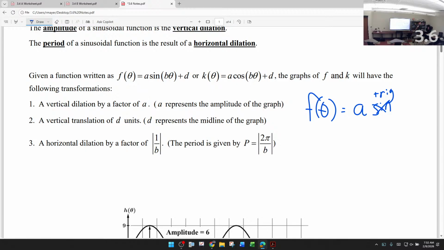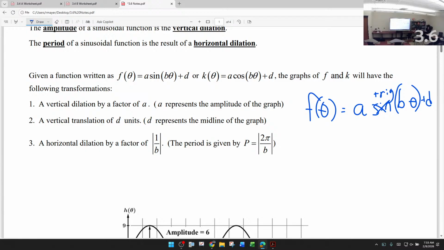It's not going to be secant. It's not going to be cosecant. It's not going to be tangent. It's not going to be cotangent. Just sine or cosine. Trig. And then we have a b. And then here's the theta. Okay? And they're going to put that in parentheses. That way you know you're taking the sine or the cosine of that entire thing. And then plus d.